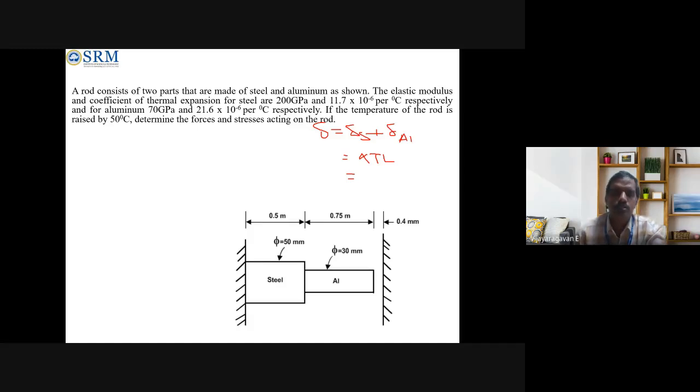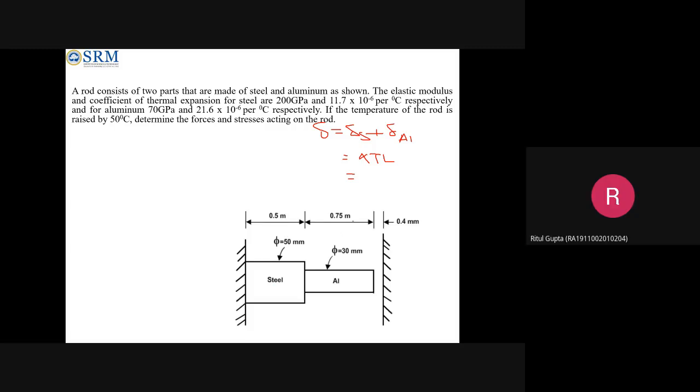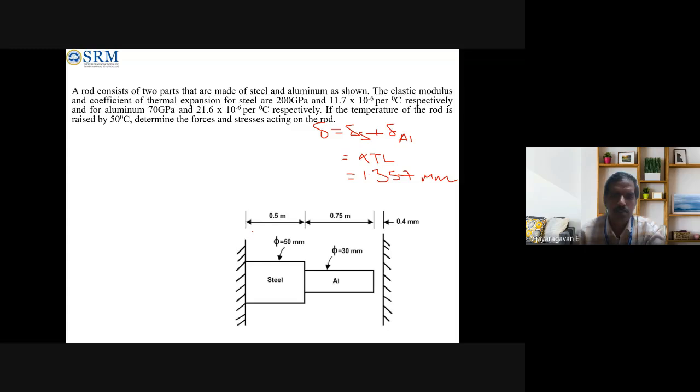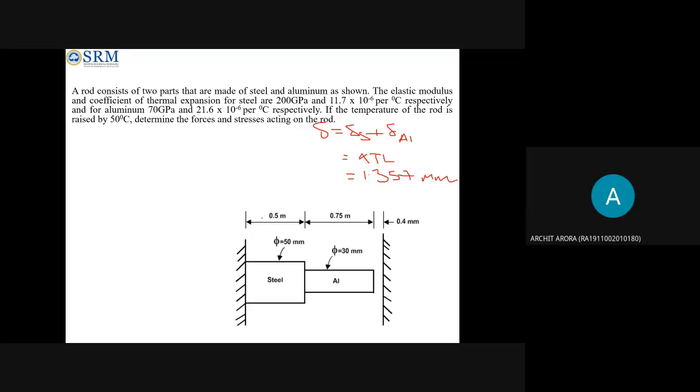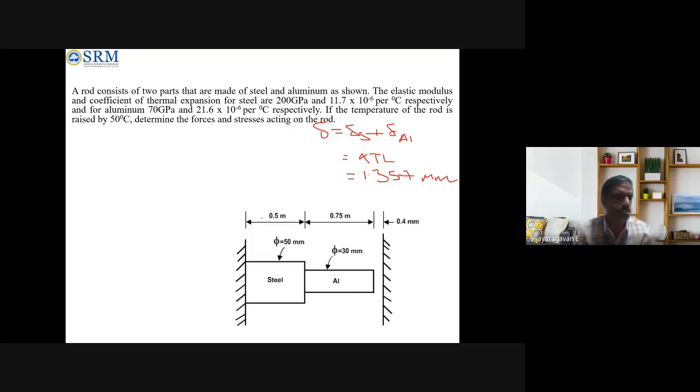Yes, students. So 1.35 mm. But any others? Sir, calculating, sir, calculating. How much time do you need here? Only 3 numbers multiplying it.